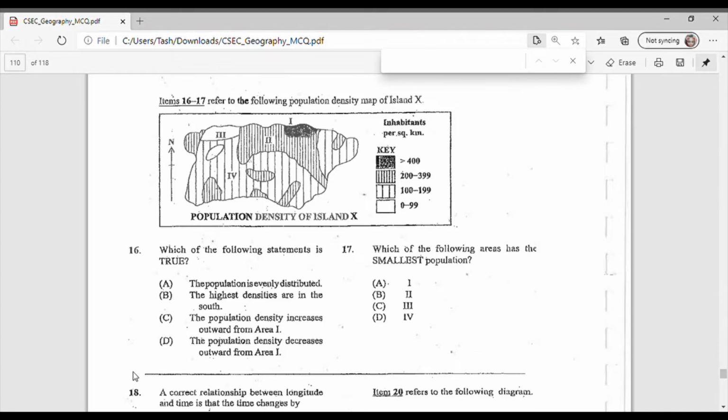For number 17, which of the following areas has the smallest population? So in this case, smallest population is in white, so that's 0 to 99, and here it is at 3. So our answer for number 17 would have been letter C.